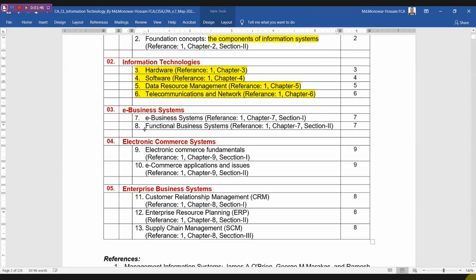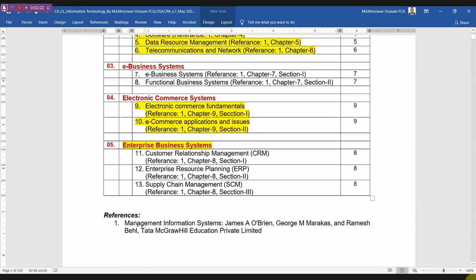If we see chapter 3, e-business system, there are 2 topics: e-business system and functional business system. Another, electronic commerce system in chapter 4, has 2 separate topics: electronic commerce system, and e-commerce application and issues. Same way, chapter 5, enterprise business system, has customer relationship management, CRM, enterprise resource planning, ERP, and supply chain management, SCM.